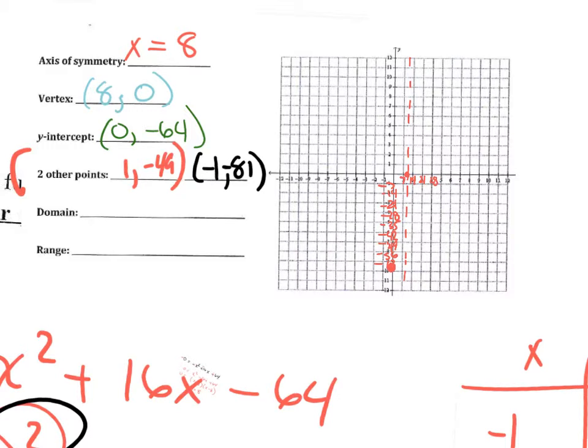Then I would reflect that over here, and I would draw my parabola. I know that this was a terrible one, but that's what it would look like. The domain is all reals, and the range is y must be less than or equal to 0, because 0 is the highest point that I get to.